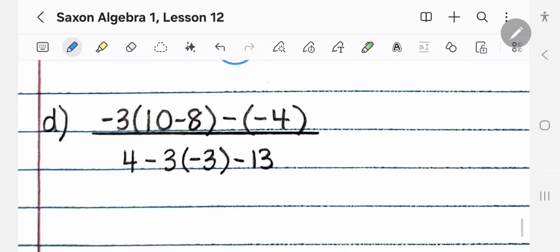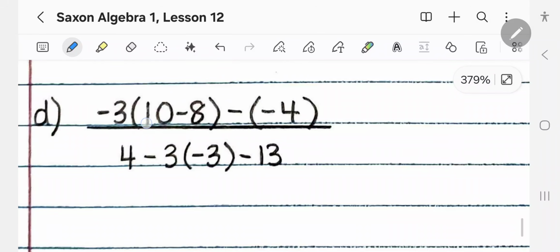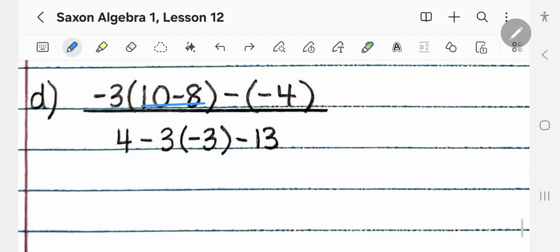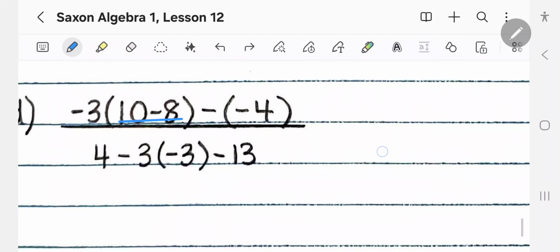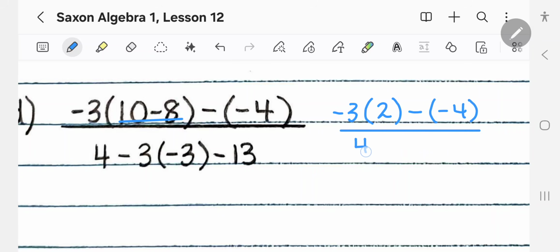Last one, D. Symbols of inclusion. You have some here. There's nothing to do in here, so we won't worry about that. And there's nothing to do in here, so we won't worry about that. So we'll copy everything else over, and maybe I'll go to the side. -3 times 10 minus 8 is 2 minus -4 over 4 minus 3 times -3 minus 13.